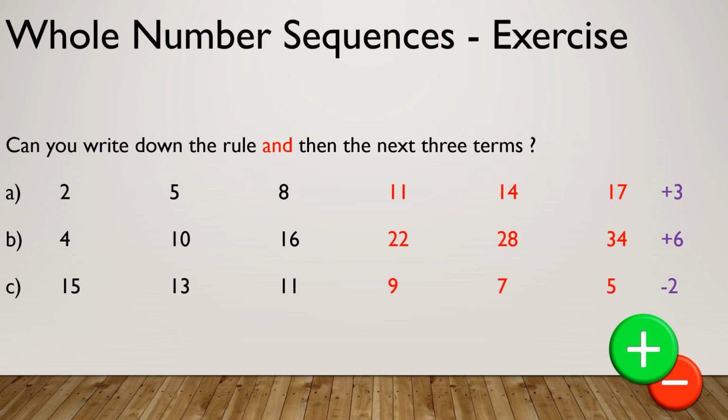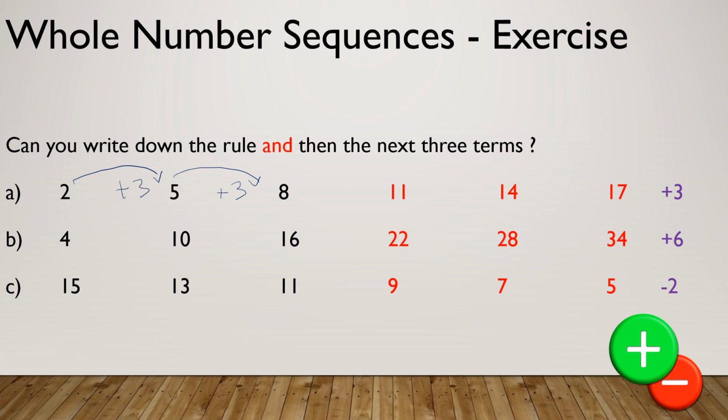Hopefully this is what you have. So let's have a look and see how we got that. To get from 2 to 5, we are adding 3. To get from 5 to 8, again, we are adding 3. So my rule is add 3. So my missing terms, if I add 3 to 8, I get 11. Add 3 for 14, add 3 for 17.